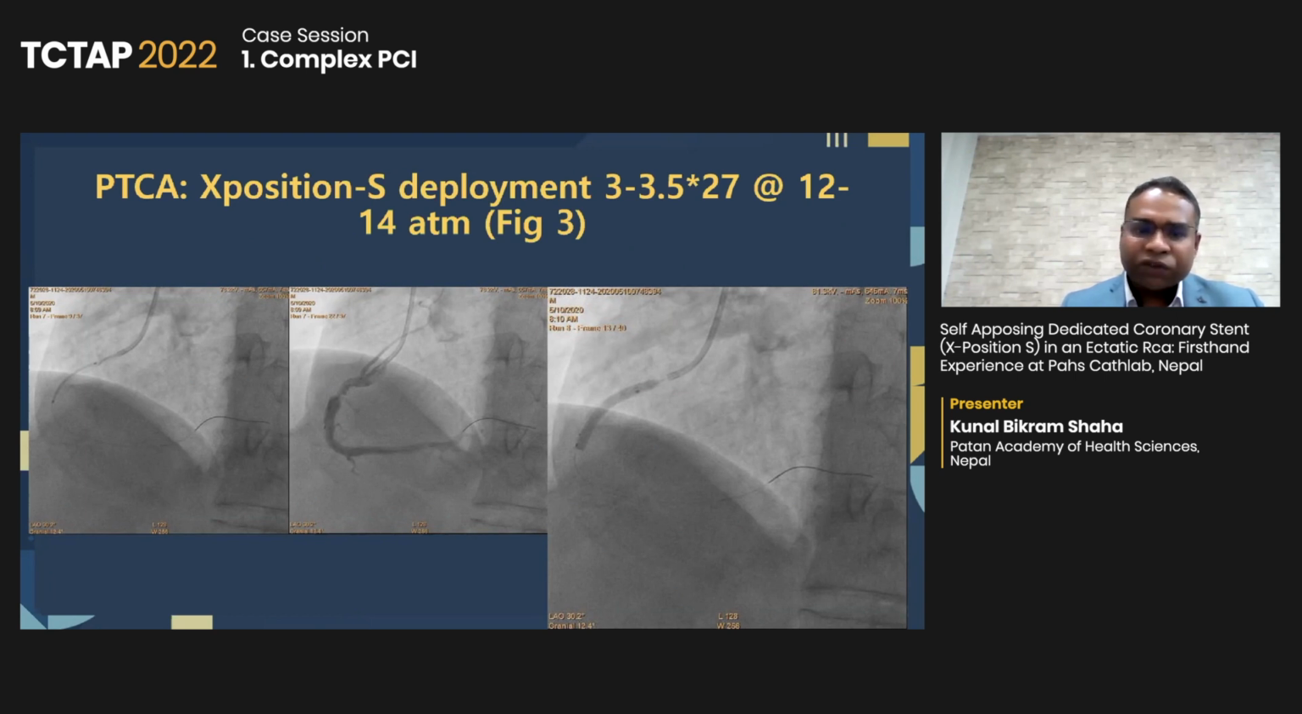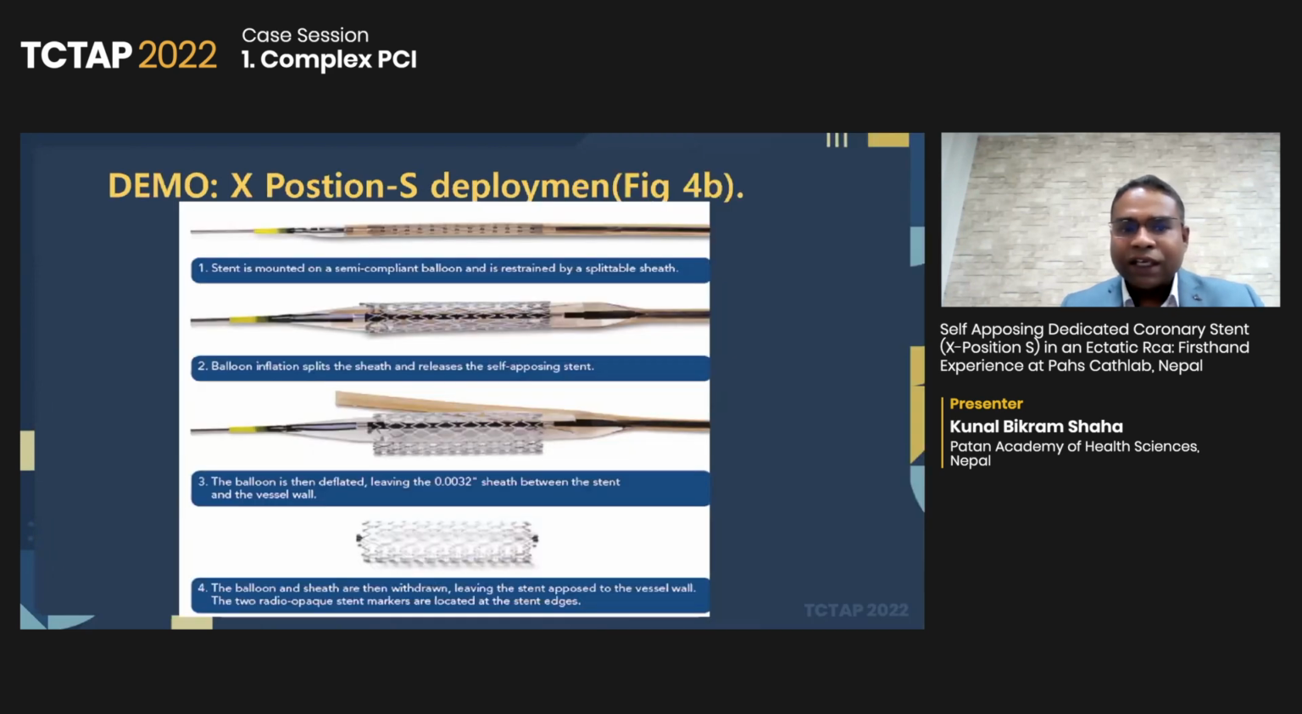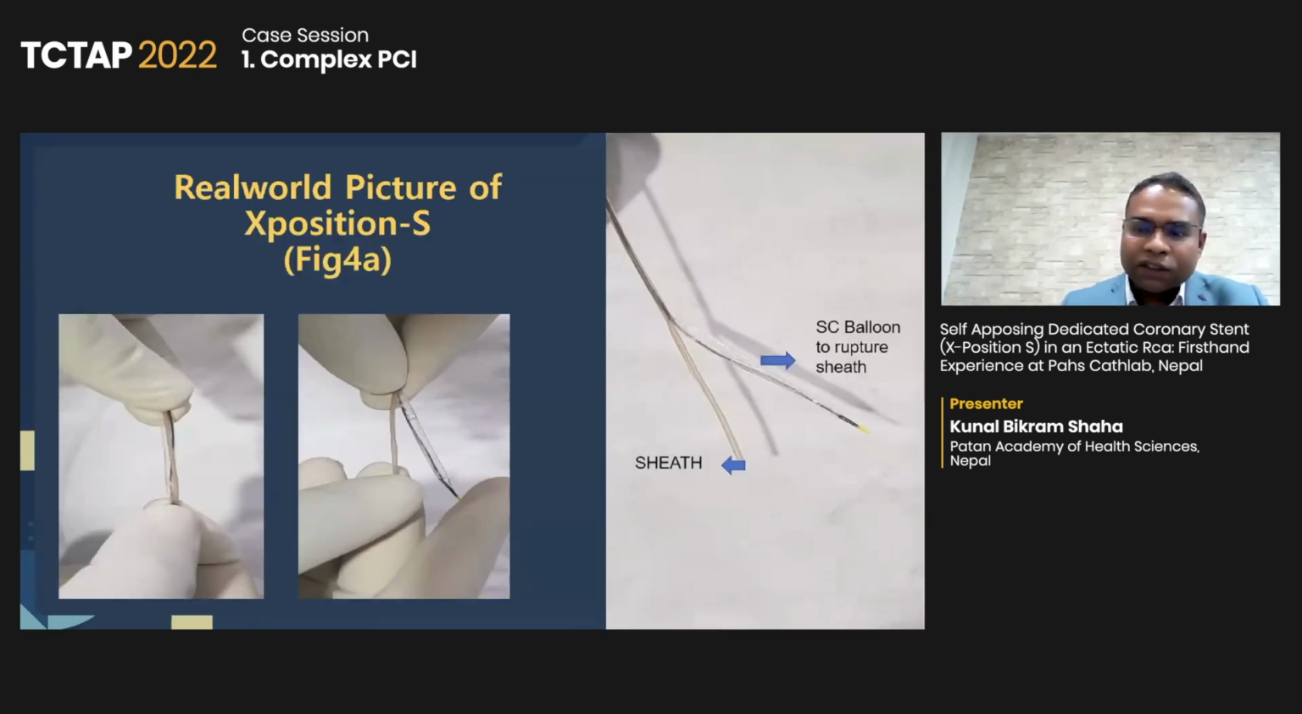Self-apposing stent means, I'd like to give you a short overview of this stent. This stent has 3 components. The innermost is the semi-compliant balloon, which is used to split the splittable outer sheath, which you can see clearly in this picture. The outermost is the sheath, and the middle is the stent. Similarly, this is the picture where you can clearly see how the sheath is encasing the whole system.